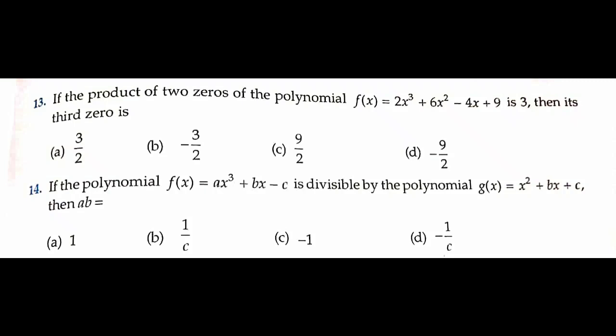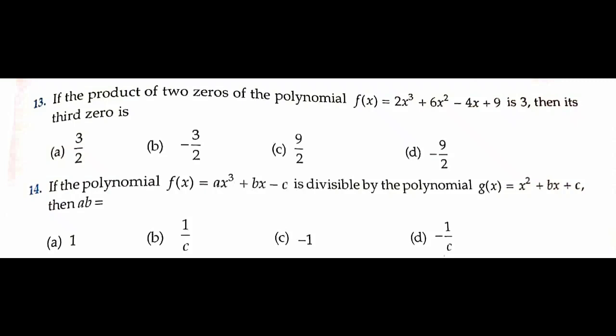Moving to the next question: if the polynomial f(x) = ax³ + bx - c is divisible by another polynomial g(x) = x² + bx + c. So using the division lemma, dividend is equal to divisor into quotient plus remainder. Since g(x) divides f(x) in this situation, the remainder should be equal to 0, and q(x), the quotient, I have considered as a linear polynomial. Then only a quadratic polynomial into a linear polynomial will give a cubic polynomial.